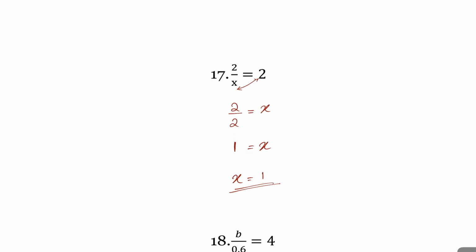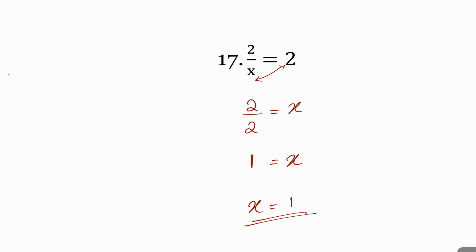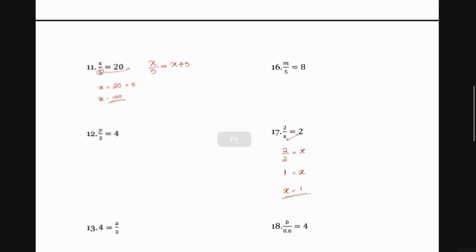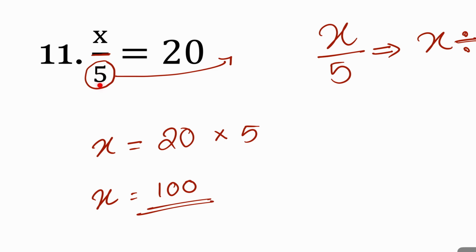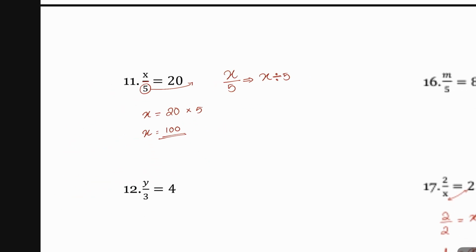So remember, if your variable is on the denominator, you have to swap the numbers. Or if you have a variable on the denominator, just move the number to the right hand side and multiply. Okay, that's everything.